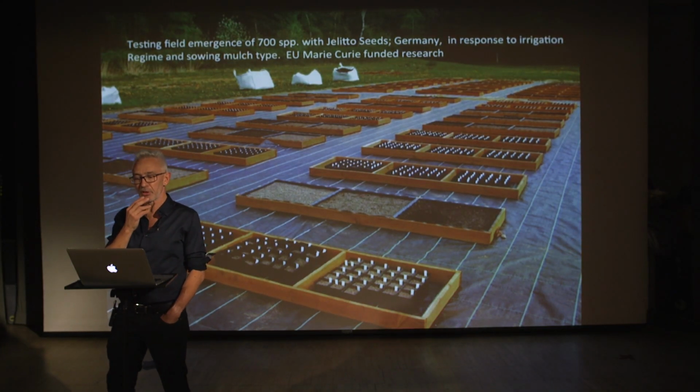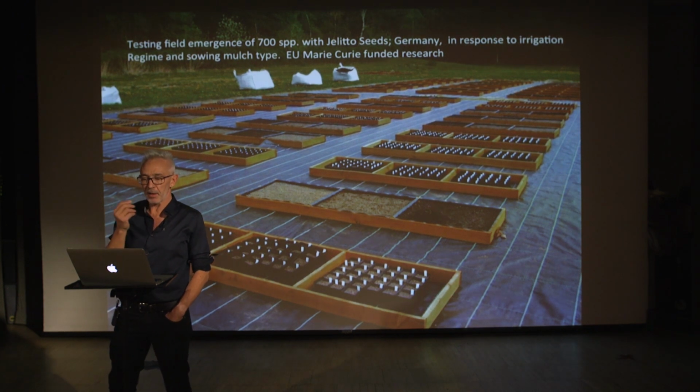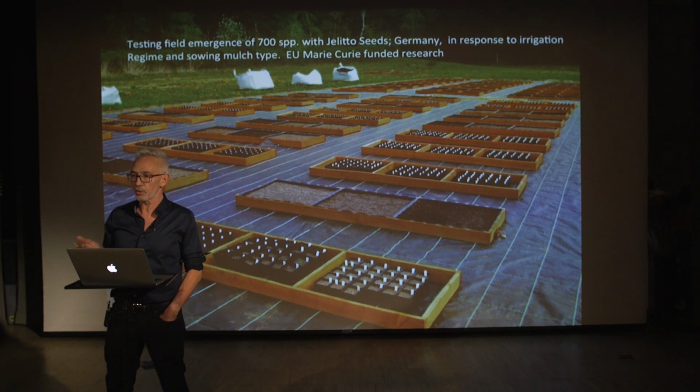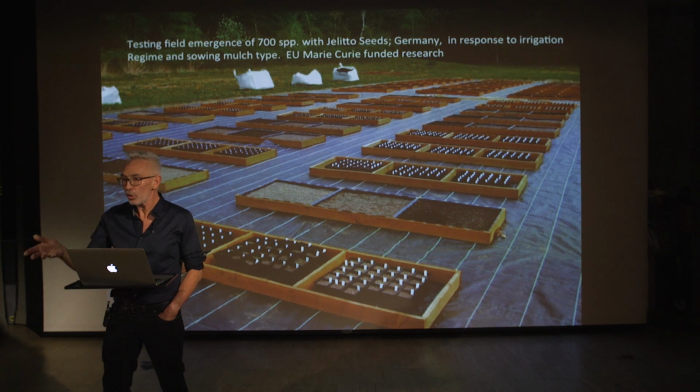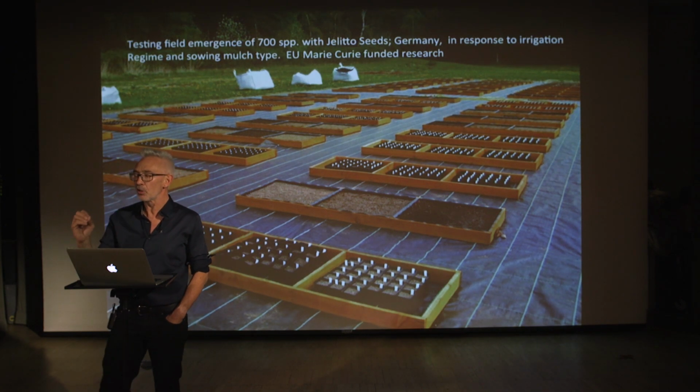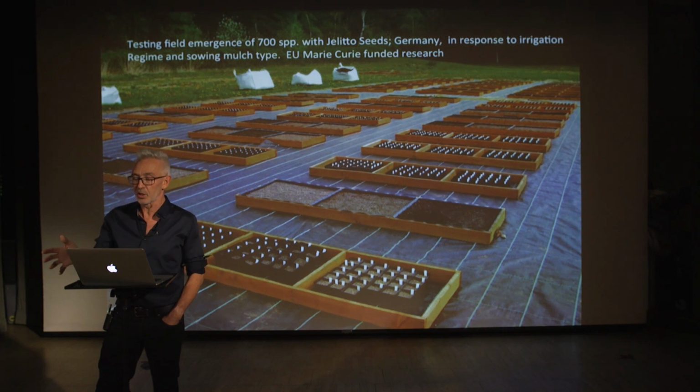This is some work with Giolito Seeds in Germany, funded by the European Union. This is a sort of like $400,000 research project. And the question we're asking is, if you sow 100 seed of these 700 species, how many seedlings do you get that actually emerge? And we call that percentage emergence, and it's one of the fundamental things you need to know if you're going to turn sowing into a design tool.